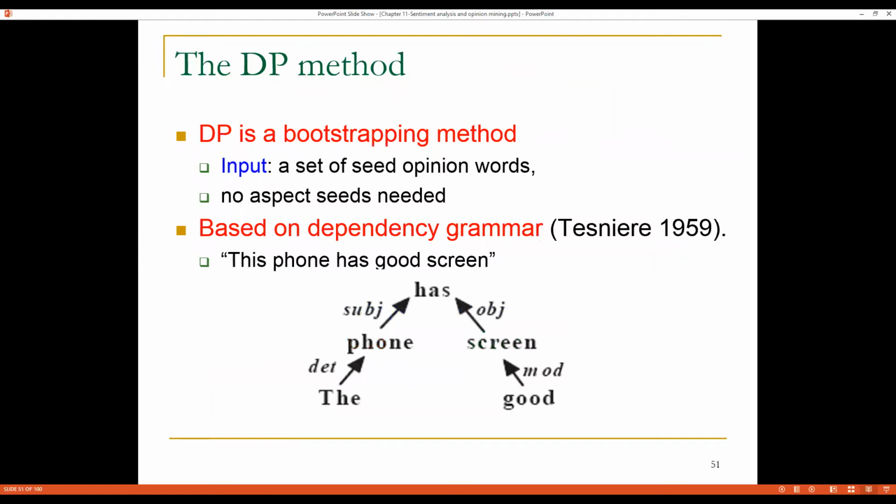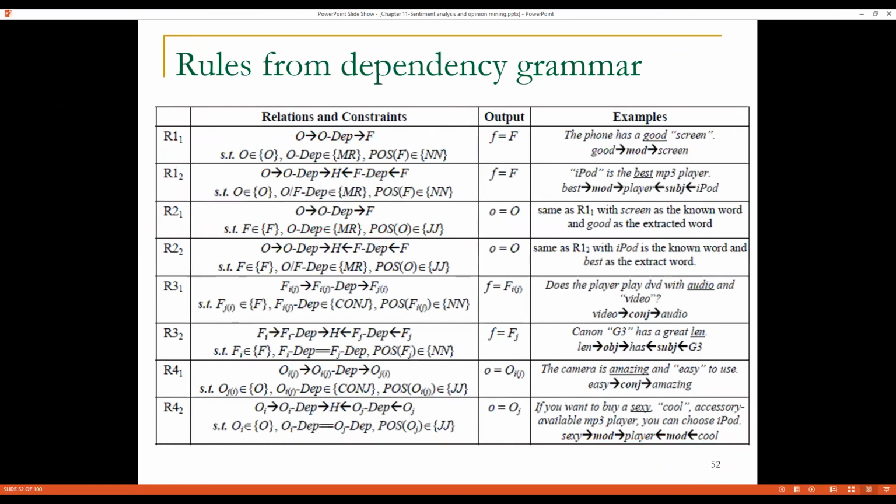Double propagation is a bootstrapping method. The input is a set of seed opinion words. However, no aspect seeds are needed, and it's based on a dependency grammar. And here they've got a tree. It denotes this phone has a good screen. You see here, these are rules of dependency grammar.